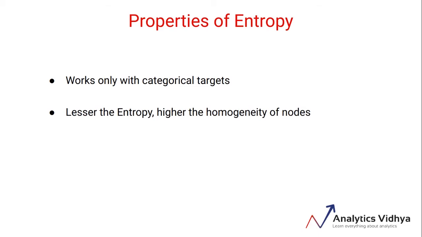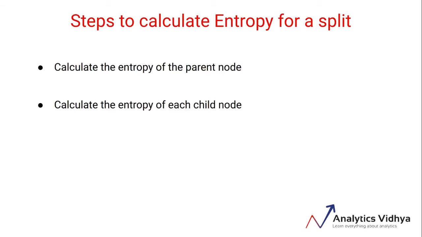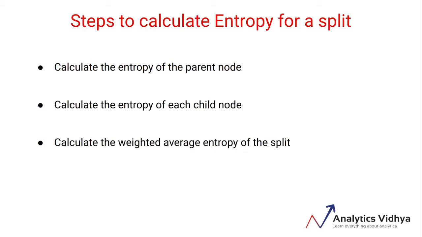Now let's spend some time looking at the steps to calculate entropy for a split. I mean, that's why we are here. We will first calculate the entropy of the parent node and then calculate the entropy of each child node. Finally, we will calculate the weighted average entropy of the split using the same steps that we saw while calculating the Gini. The weight of a node will be the number of samples in that node divided by the total samples in the parent node. If the weighted entropy of the child node is greater than the parent node, we will not consider that split as it's returning more impure nodes compared to the parent node.